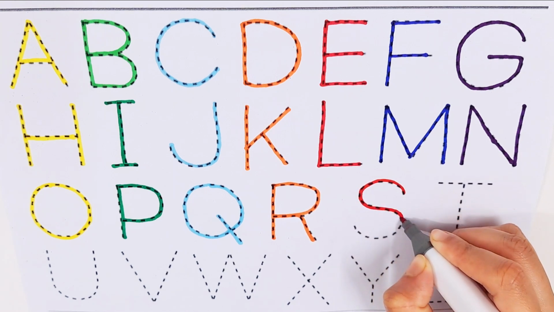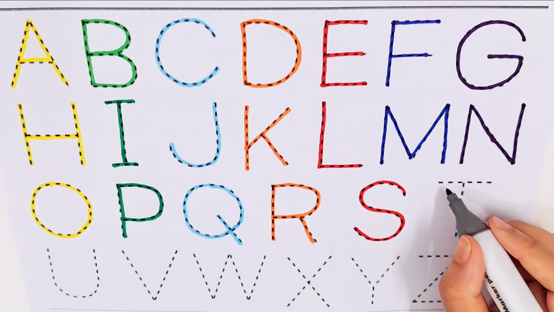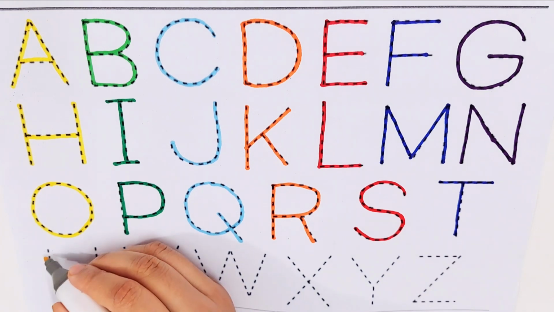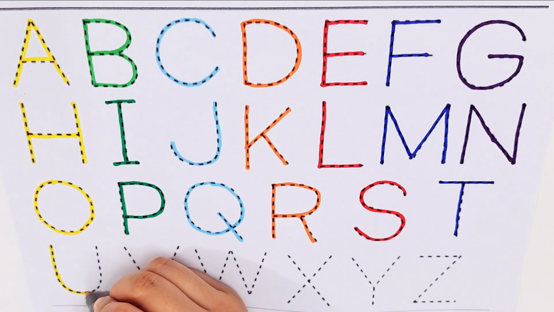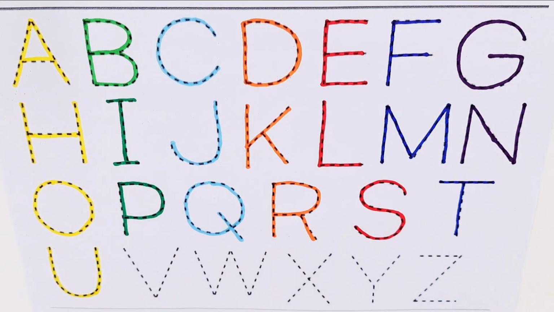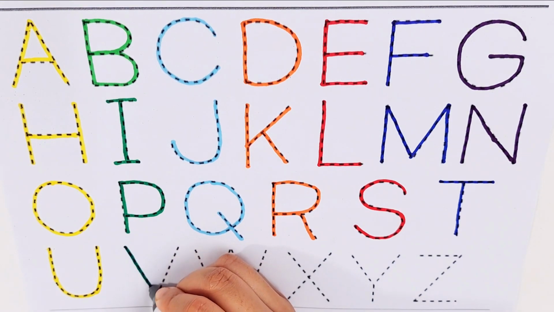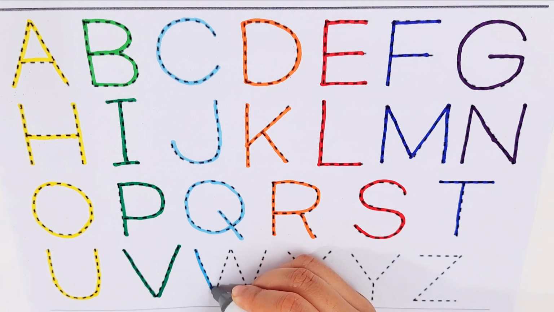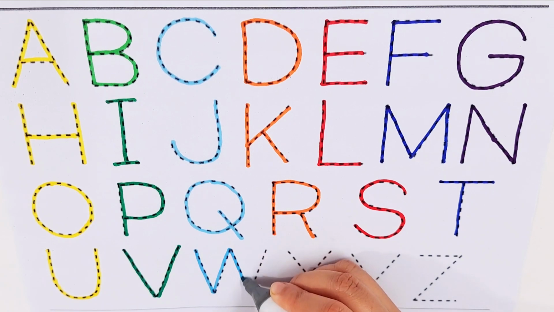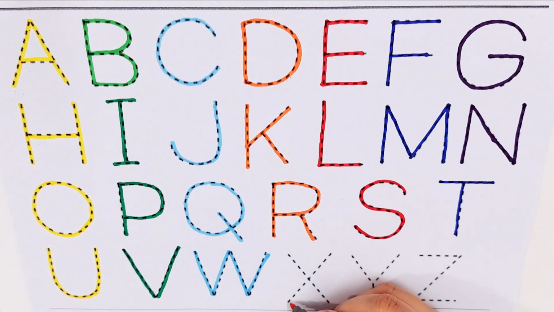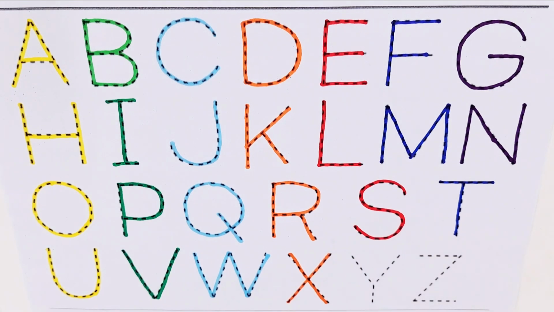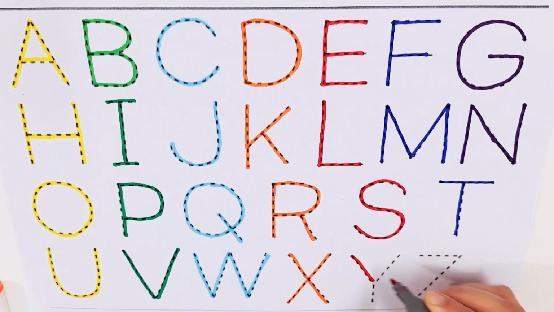S for sheep. T for train. U for unicorn. V for vulture. W for watermelon. X for X-ray. Y for yogurt.